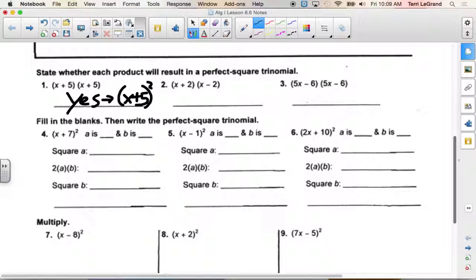Well, the next one, number 2. Would that result in a perfect square trinomial, do you think? No. What's the problem? Different signs. One has addition in it and the other has subtraction. That probably would not give us a perfect square trinomial. How about the last one? Yes. In fact, it is really 5x take away 6 squared. A binomial times itself will always result in a perfect square trinomial.